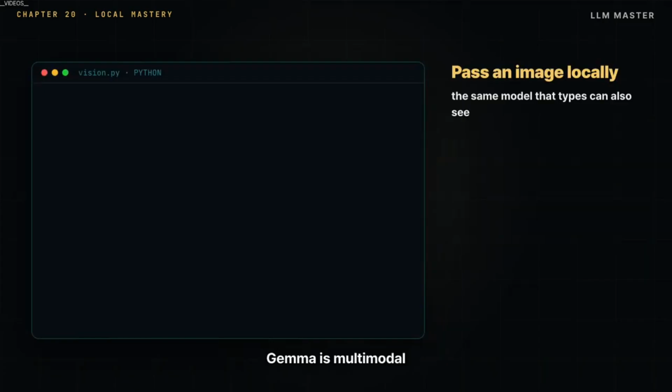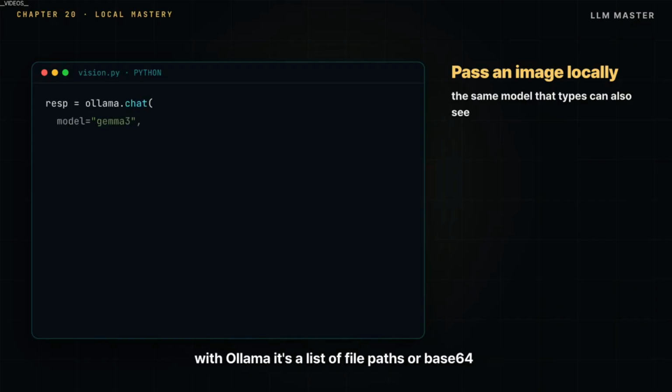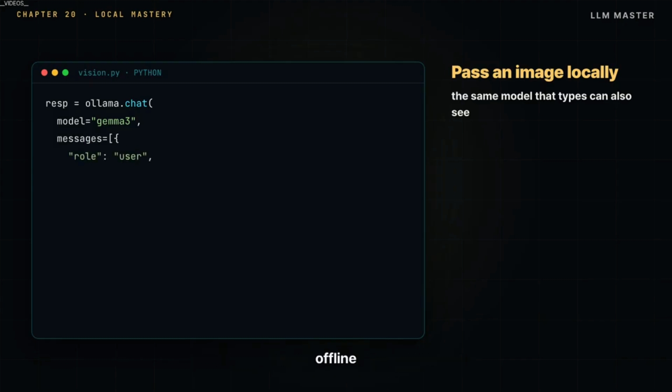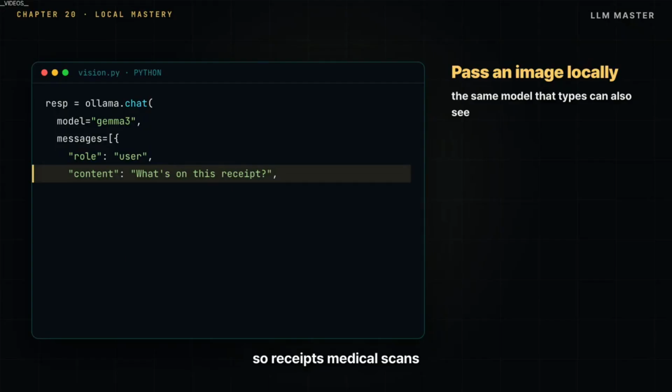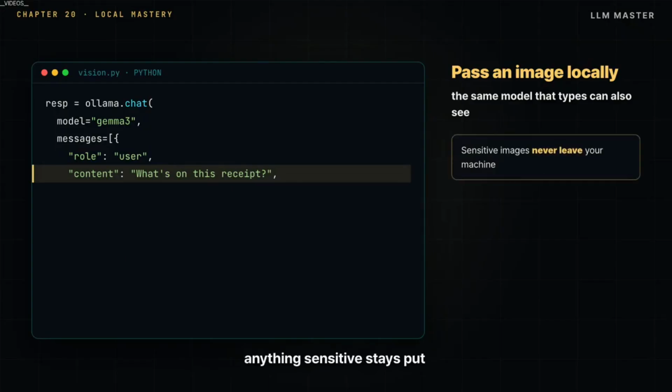Gemma is multimodal, which means the same local model that answers text can also see. You pass an image right alongside your prompt. With Ollama, it's a list of file paths or base64 blobs on the message. The runtime encodes the pixels into tokens the model attends to, just like words. Now you can do document understanding, screenshot QA, chart reading, or what's wrong with this photo entirely offline. This is where local really earns its keep. The images never leave your machine, so receipts, medical scans, internal designs, anything sensitive stays put.